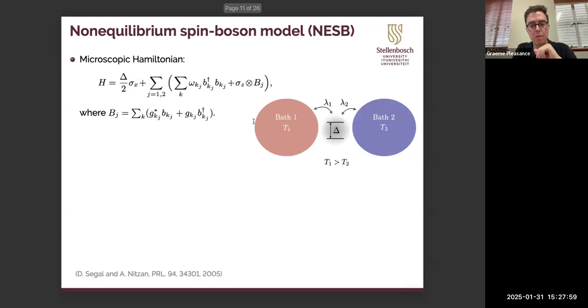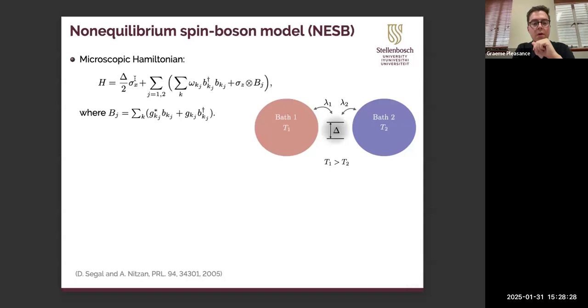Okay, so this basic setup I mentioned is where you have a two-level system. In the previous diagram, this was a transmon qubit that interacts with two thermal reservoirs. For those of you who know anything about open quantum systems, this is generally known as the non-equilibrium spin-boson model. And so theoretically, how we describe the setup, which is outlined in this paper here, is as follows.